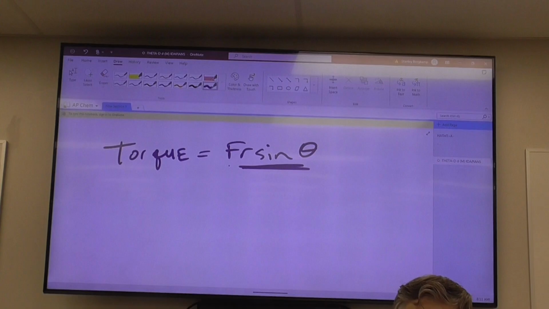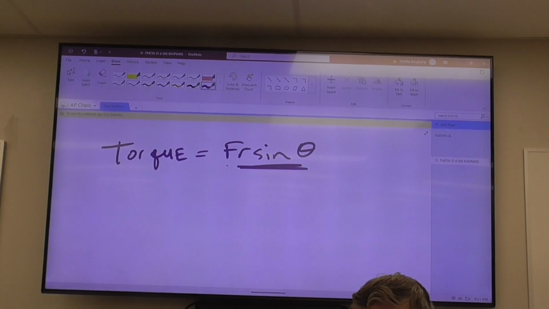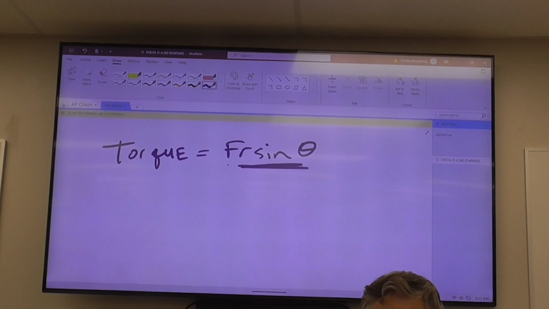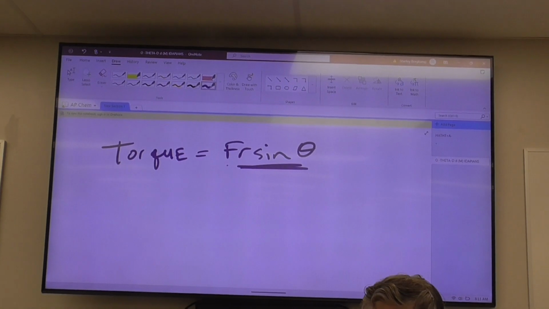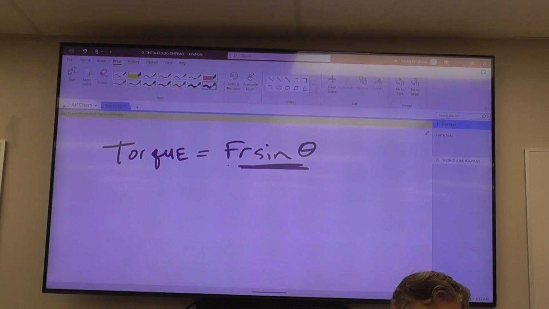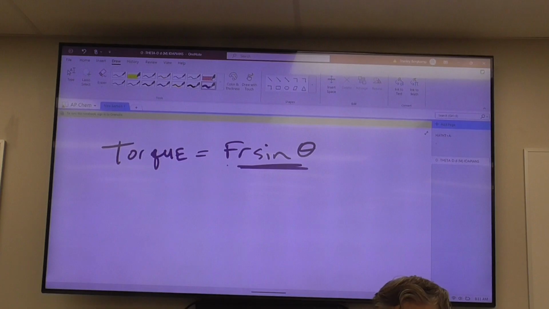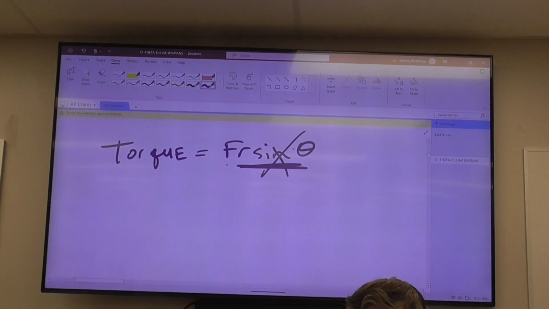Technically, if I was pulling up like this, like I took a rope and pulled up like this, then I'd worry about that sine theta part of that angle because I'd only want the vertical component of the force. So, torque. Most of the time, you don't have to worry about the sine theta part. Is it there? Yes. 99% of the time, you don't have to worry about that part of the story.